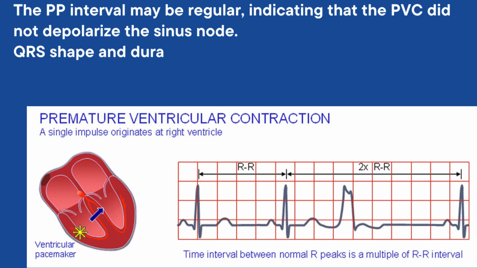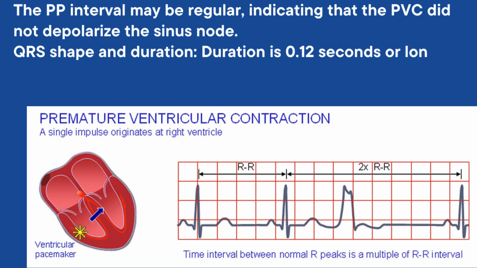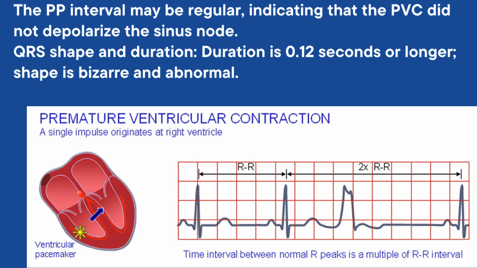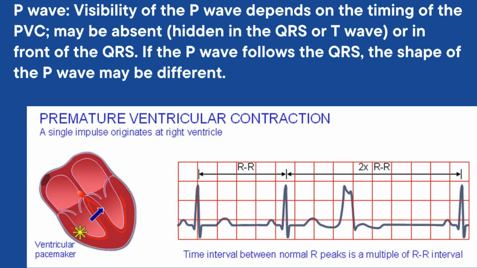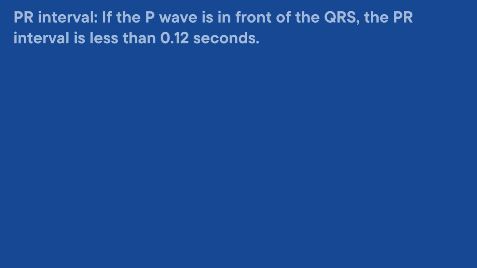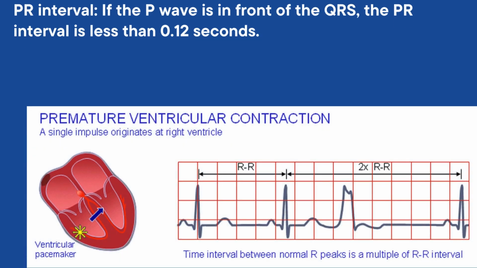QRS shape and duration. Duration is 0.12 seconds or can be longer. Shape is bizarre and it can be abnormal. P wave. Visibility of the P wave depends on the timing of the PVC. It may be absent or can be hidden in the QRS or T wave or in front of the QRS. If the P wave follows the QRS, the shape of the P wave may be different. PR interval. If the P wave is in front of the QRS, the PR interval is less than 0.12 seconds. P to QRS ratio can be 0:1 or it can be 1:1.